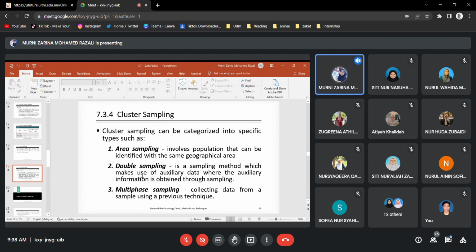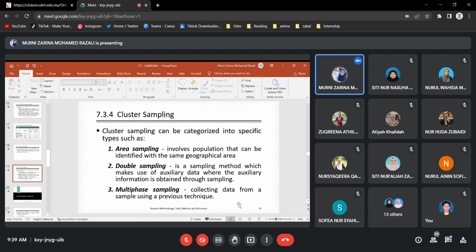Kita kata stratified contohnya. Okay, and then multi-phase sampling is collecting data from a sample using previous technique. Maksudnya banyak-banyak kali. Dah sekali buat simple random, buat lagi sekali simple random. Ni kalau dia melibatkan population yang besar. Kalau you perasan bila tengok sampling teknik ni tadi, dia makin complicated. Yang mudah tadi simple random, ke bawah-bawah ni semakin complicated, and normally it becomes complicated because of the size of population tu.